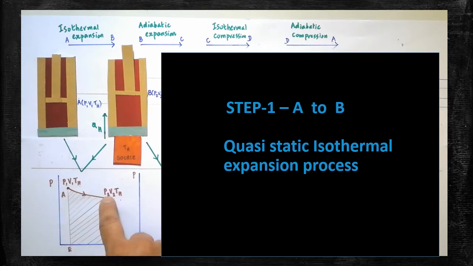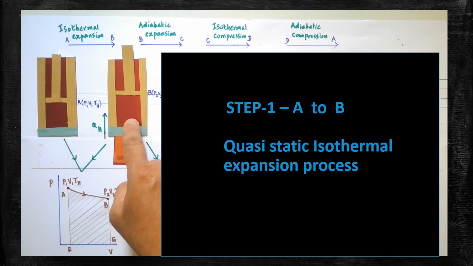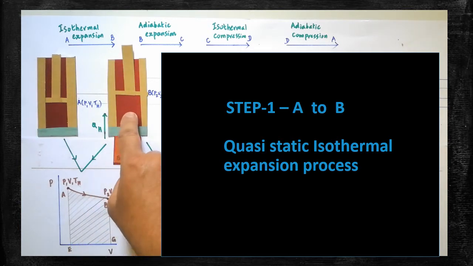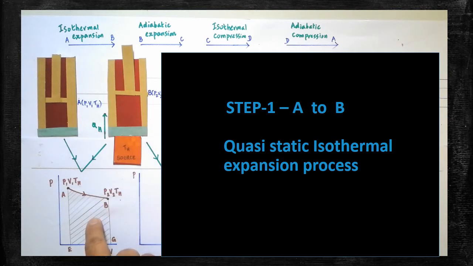Here, this is the curve drawn for quasi-static isothermal expansion process. It's a very slow process. That's why we have drawn the graph like this. Just below the curve, one area is drawn. This area gives you the work done by the working substance on the piston. So the area under the graph gives you the work done by the gas. This process is called isothermal expansion process.